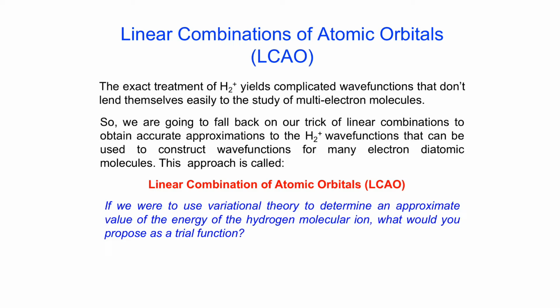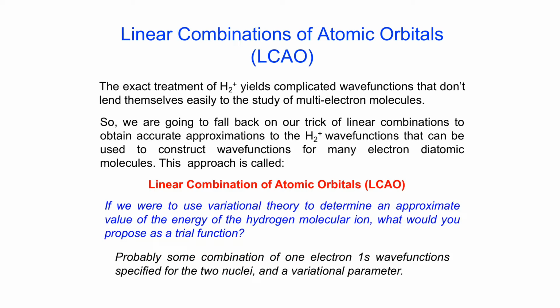Okay, so if you were to use variational theory to determine an approximate value of the energy of the hydrogen molecular ion, what would you propose as a trial function? Well, probably some combination of one-electron 1s wave functions that you specify for the two nuclei involved, and then you can even include a variational parameter to kick your calculation up a notch.